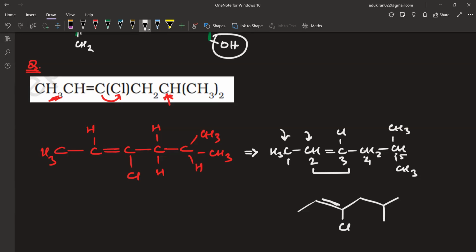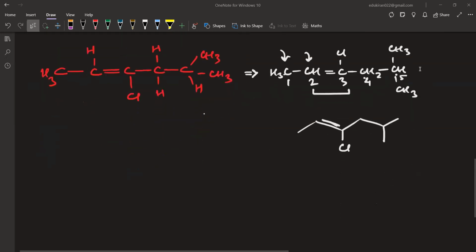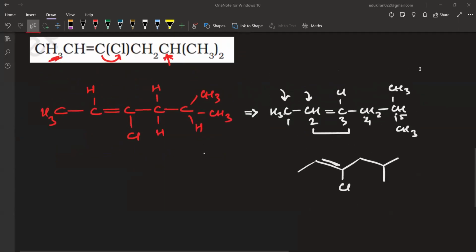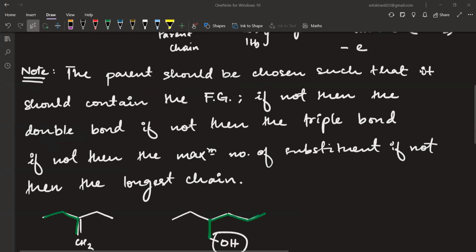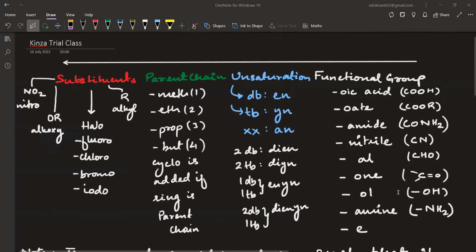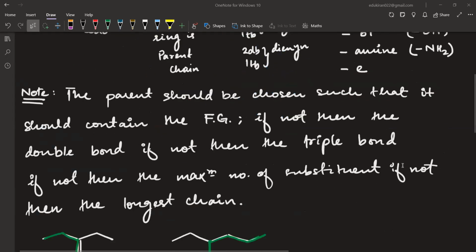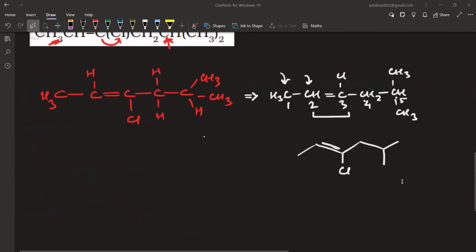Okay. You get the idea, right? Yes or no? Like how to start things, at least. Yes, I get you. Okay, fine. So now, in this structure, you tell me, is there any functional group from our list? This is our list of functional groups for IUPAC nomenclature. So you tell me, is there any functional group that you can see here?